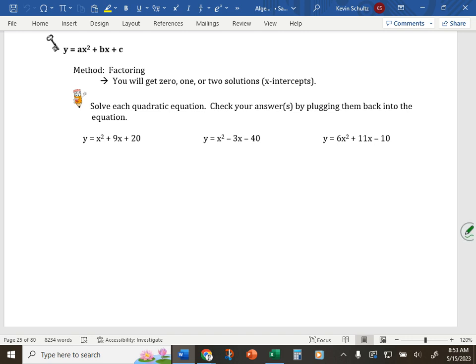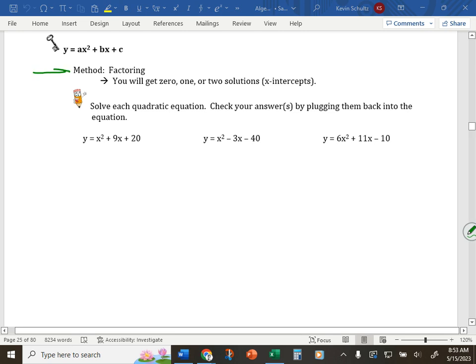So for all three terms, ax squared plus bx plus c, our method is factoring. There really is no hint here. But you will either get 0, 1, or 2 x-intercepts. Okay? Let's look at some examples here. y equals x squared plus 9x plus 20.